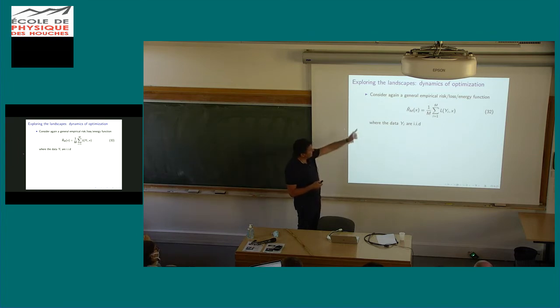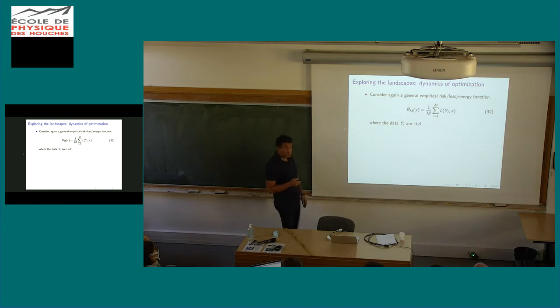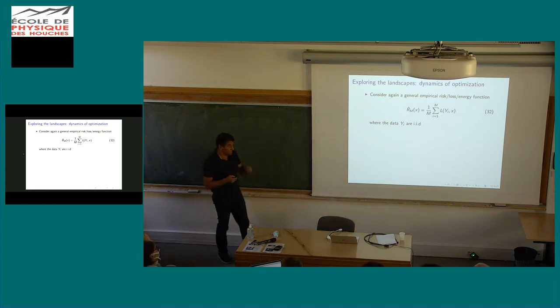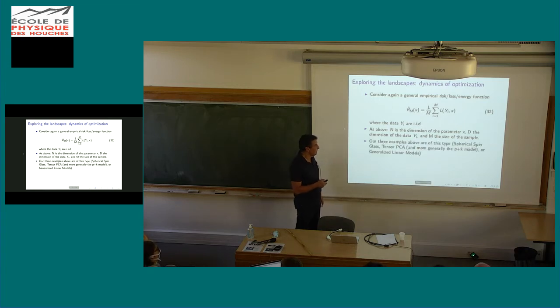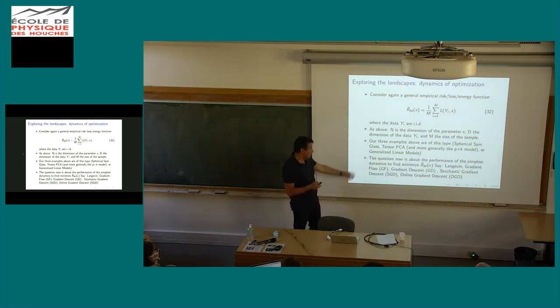So let's go back to this abstract formalism of empirical risk, because that's always what you will have to do. Again, I had fixed n as the dimension of the parameter, called x here instead of theta, d the dimension of the data, and m the size of the sample. So we have these three examples: spin glass, tensor PCA, and GLM. Now, what is the performance of dynamics to go down this thing?